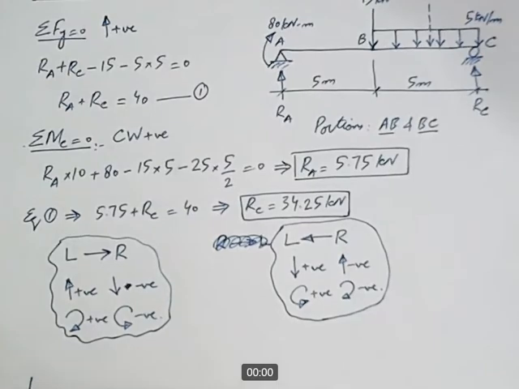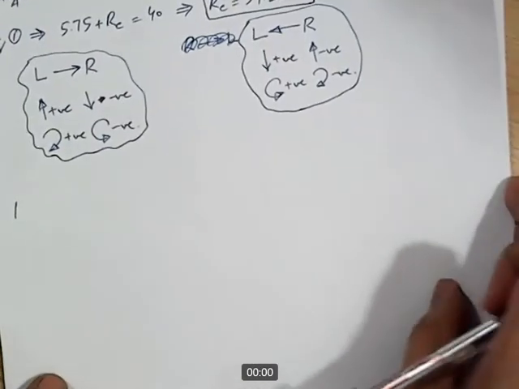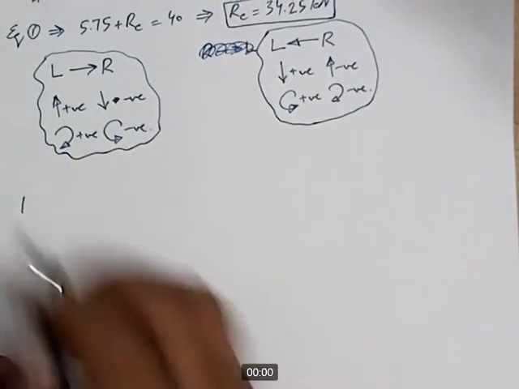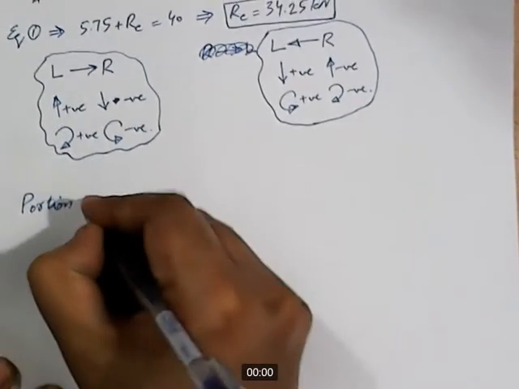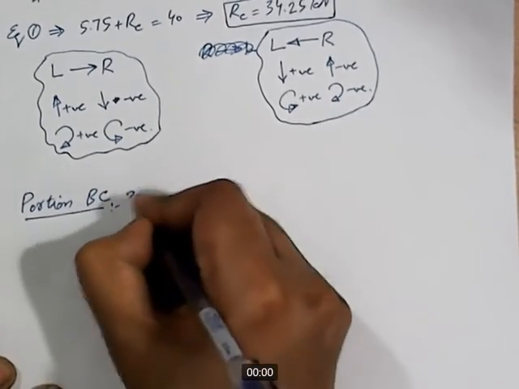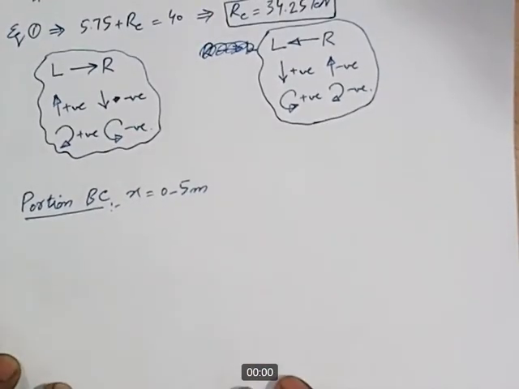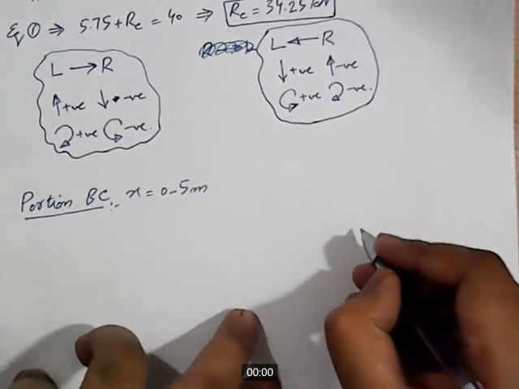So the first portion that we will consider is portion BC, and the x will range from 0 to 5 meters for this portion. Okay, now let me draw the free body diagram for this portion.